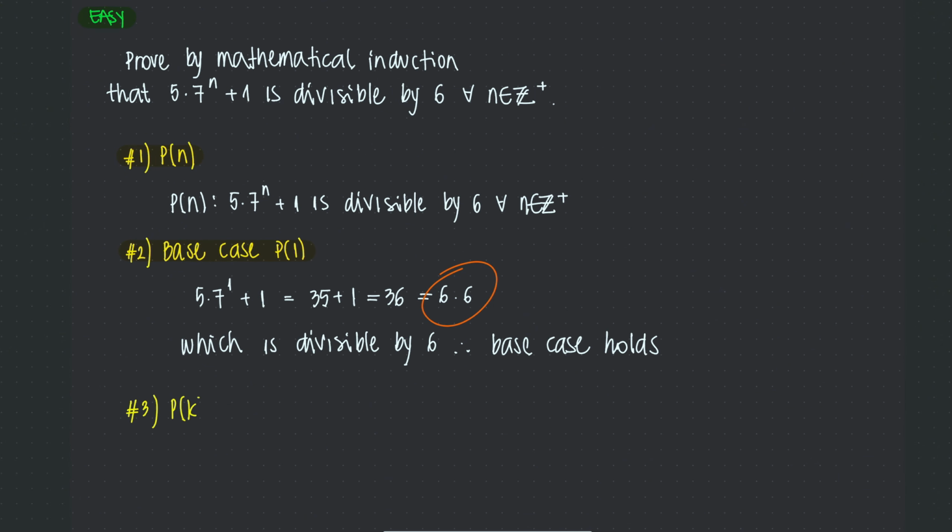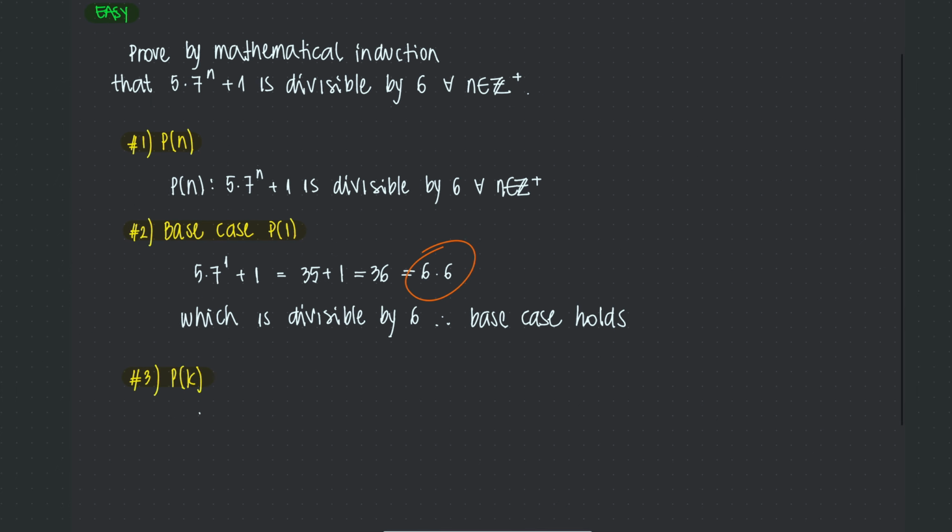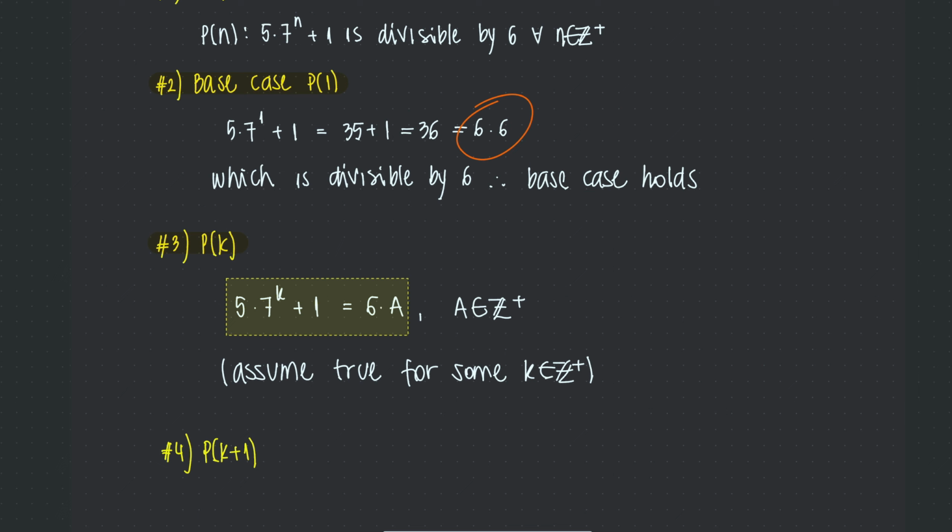Number 3, the inductive hypothesis. We are going to assume that 5 times 7 to the k plus 1 is divisible by 6, therefore it can be written as 6 times a, a being a positive integer as well. And we're going to save this equation for later. We're going to assume that this is true, and we're going to substitute it into P(k+1) later. So now on to P(k+1), which is the inductive step.